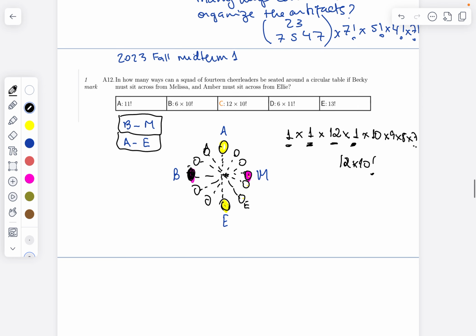So we have 14 cheerleaders. They have to be seated around a circular table. And Becky must be across Melissa. Amber must sit across Ellie. And they want to know how many ways I can accomplish this, right?